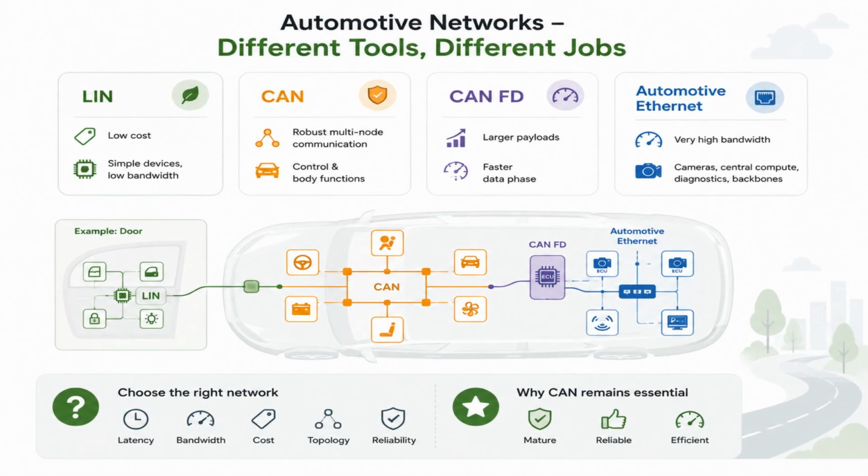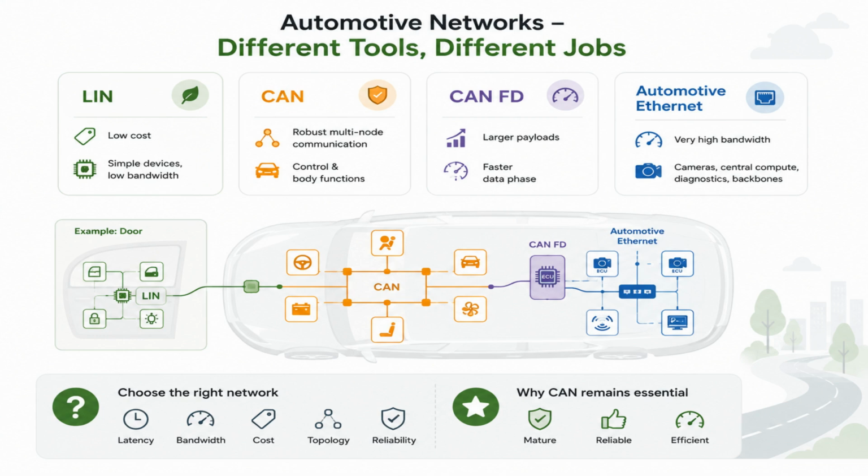CAN is extremely important, but it is not the only automotive network. LIN, or Local Interconnect Network, is lower cost and commonly used for simpler local devices where bandwidth requirements are modest. CAN provides robust multi-node communication for many control and body functions. CAN-FD extends CAN with larger payloads and a faster data phase. Automotive Ethernet provides much higher bandwidth and is increasingly used for cameras, central compute, diagnostics, and high-speed backbones.